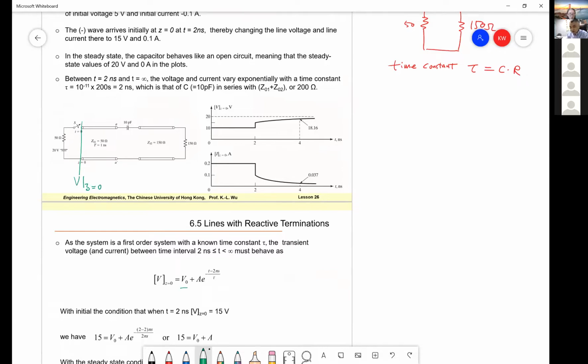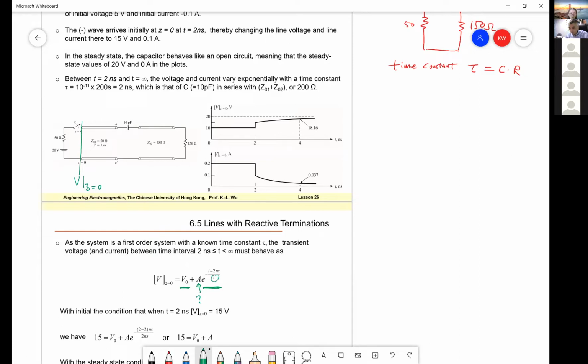Must, you see, steady state is a V0. Okay, because this is a first order transient problem, then we have an arbitrary constant we need to determine. Okay, then we can write the solution in exponential form, right? Because this is a first order problem, right? And then we know the time constant tau.